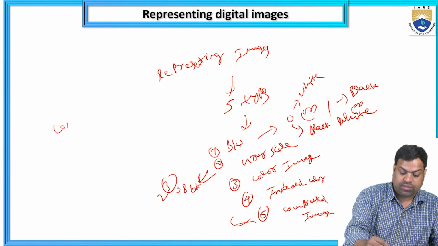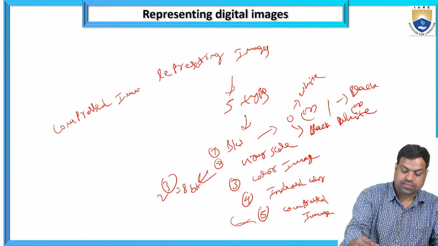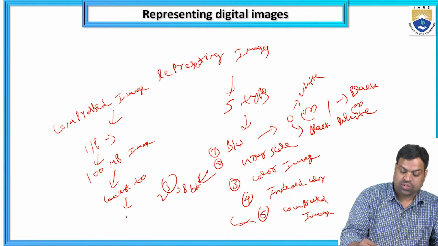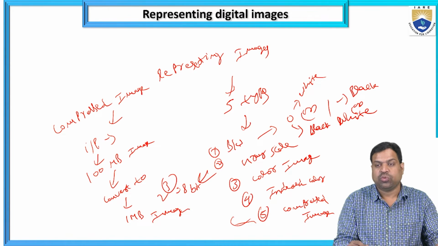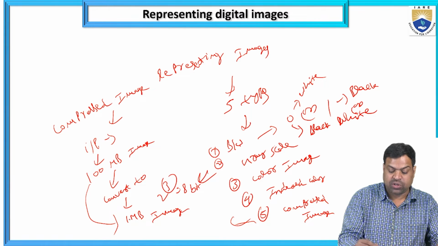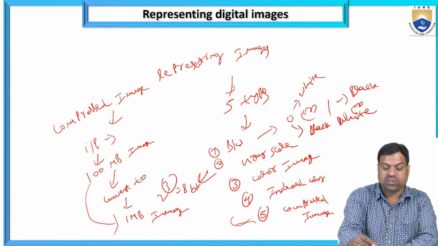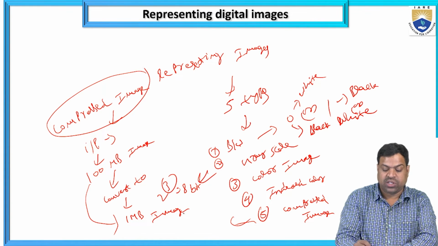Suppose for a compressed image my input is a 100 MB image converted to 1 MB. Is it possible? Yes, it is possible to convert from 100 MB to 1 MB. So I reduced the image size. How? By an image compression method. I am using an image compression method, and 100 MB is changed to 1 MB.